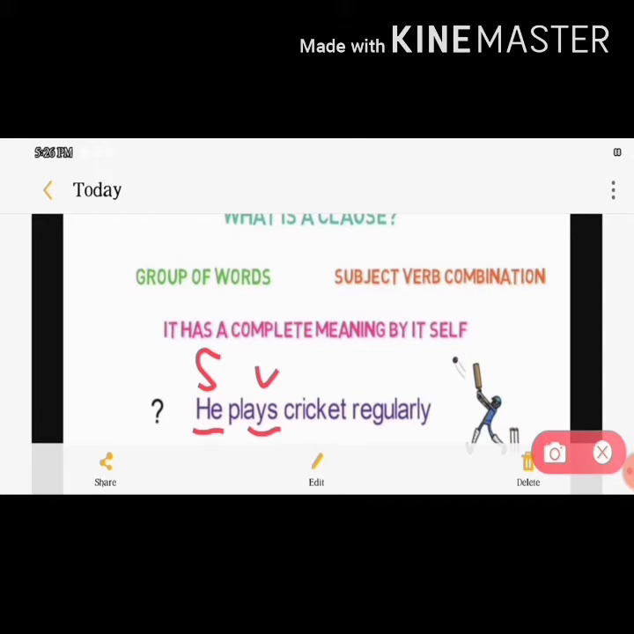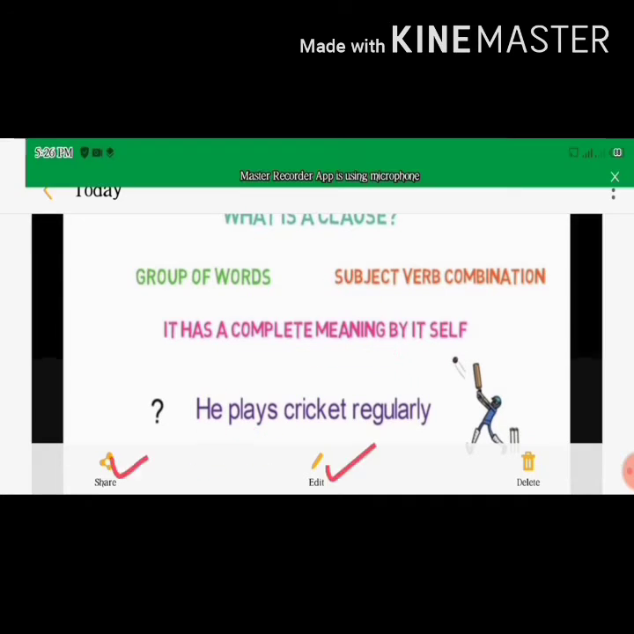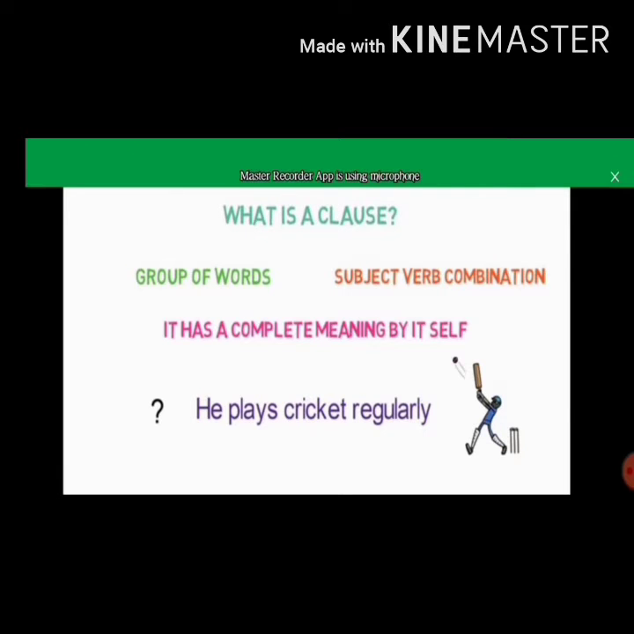So it means that this group of words has subject plus verb combination. This is a group of words, correct. This is subject verb combination, correct, and it has complete meaning by itself. He plays cricket regularly. It has subject plus verb and complete meaning. So is this clause or not? So this is clause. He plays cricket regularly is a complete clause, and this is the example of your clause.